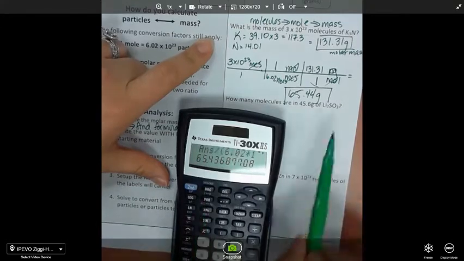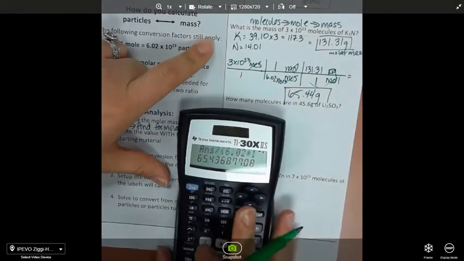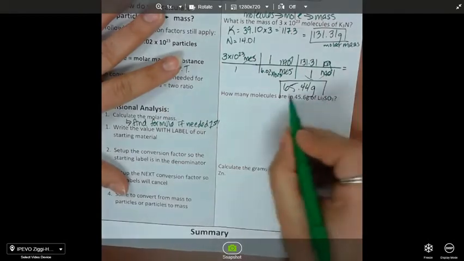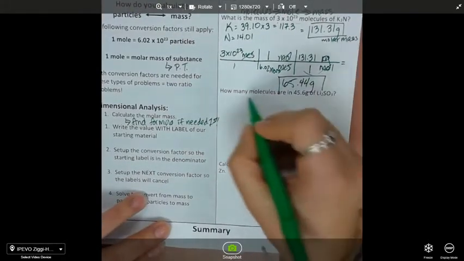All right, I'm going to round to the nearest hundredth. Okay, that's how we go from molecules to mass. Now we're going to do the opposite. Now we're going to go from mass to molecules. But first, we need to find the molar mass of Li2SO3.